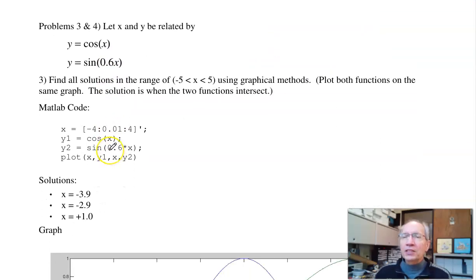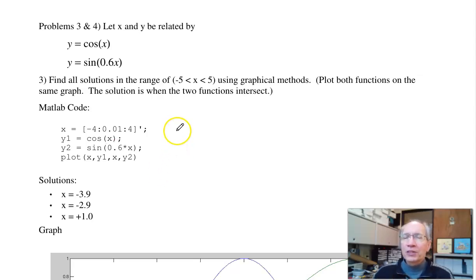So that's kind of the point of this class, using Matlab to solve problems. Solving function equals 0 is actually a really common problem. Problem 3 and 4 is another one. Suppose I have y equals cosine of x and y equals sine of 0.6x. When are those two equal? So I've got two equations, two unknowns. There should be a solution.